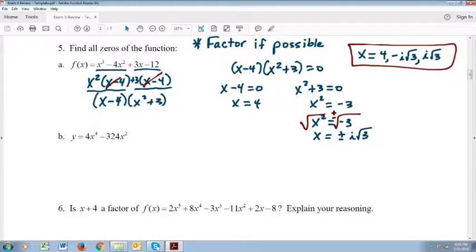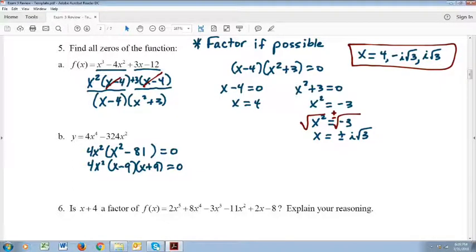On part B, notice we've got a GCF of 4x squared. And we've got 2 terms inside. 4x squared times x squared will give us that first term. Minus 81 it turns out to be. And that's a difference of squares. So this could be factored as x minus 9 times x plus 9.